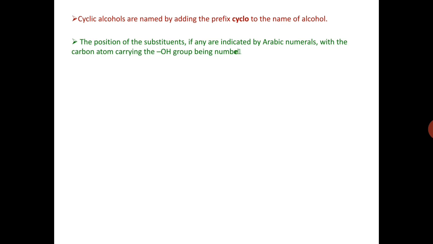Okay. In case of a cyclic alcohol, we write cyclo before the name of the alcohol. The position of a substituent, if any, is indicated by Arabic numbers, with the carbon atom carrying the OH group being number 1.